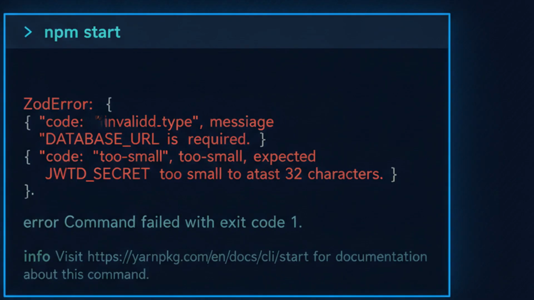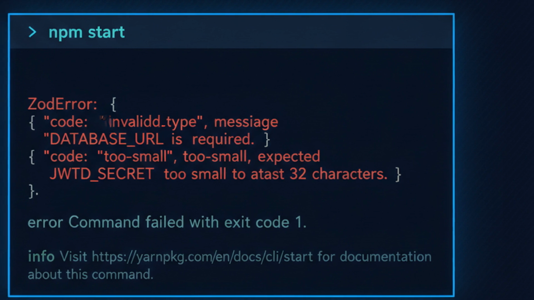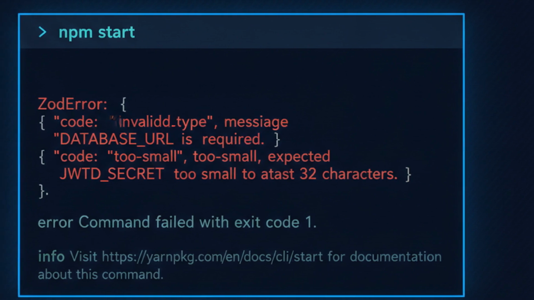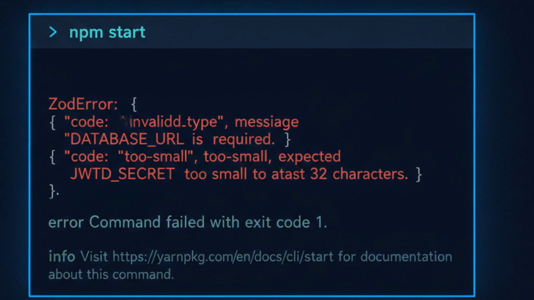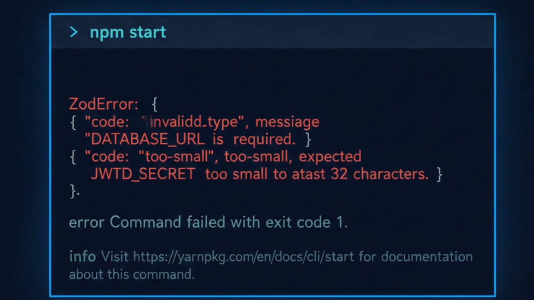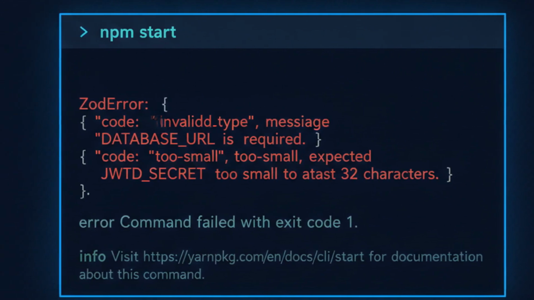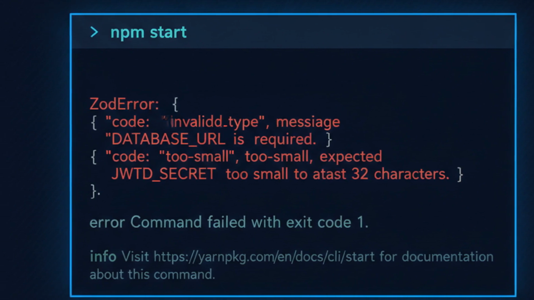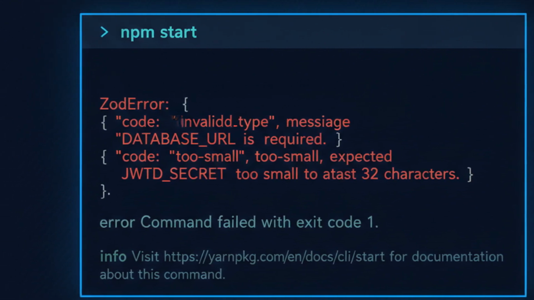Watch what happens when an env variable is wrong. We try to start the server, but the JWT secret is too short, and the database URL is missing. Zod stops everything immediately with a precise message. This is exactly what you want. A loud, clear failure at boot time is infinitely better than a subtle bug discovered by your users in production at 2 in the morning.